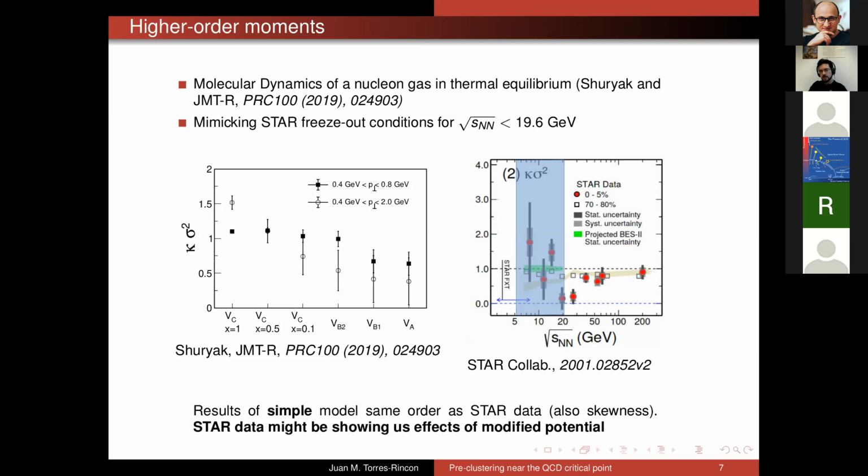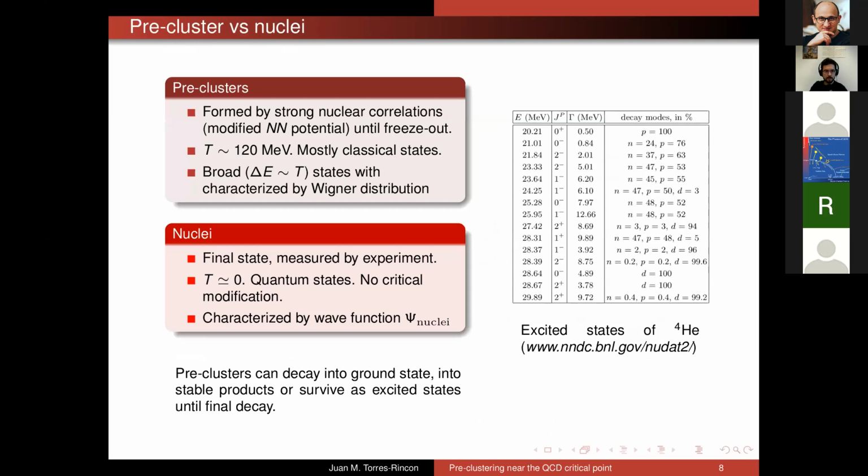So then, if this is the case, what happens if you take this idea one step further? You will not only be able to create correlations between nucleons, but you can also form preclusters. These preclusters, or pre-nuclei if you want, are strong correlations of nucleons, like a group of nucleons, which are created close to the critical point until freeze out, but in any case at temperatures of 100, 120 MeV. So these are mostly classical states, which are bound simply by this modification of the potential.